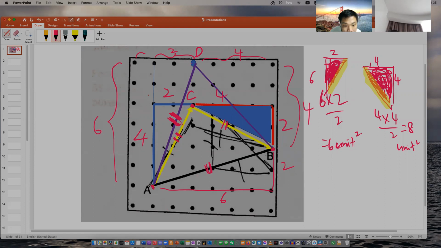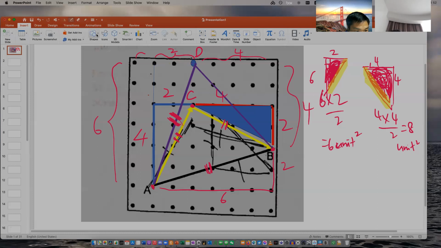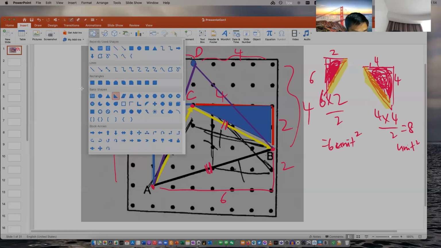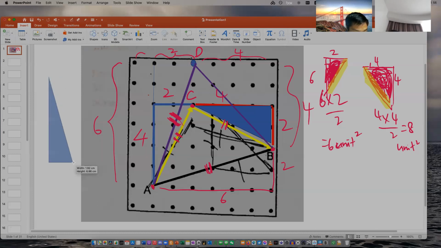So please remember this concept. Make use of this: go up by how many units, go to the right by how many units. This is the concept of a right angle triangle.